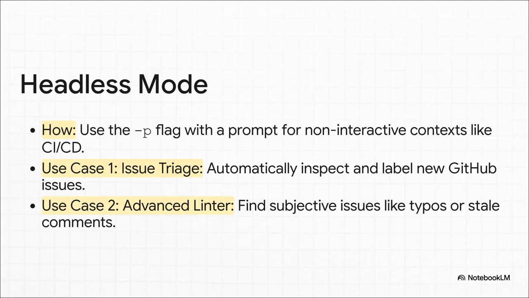Use case 1, issue triage. Have it automatically inspect and label your new GitHub issues. Use case 2, an advanced linter. It can find all those subjective things that other linters miss, like tiny typos or stale comments in your code.